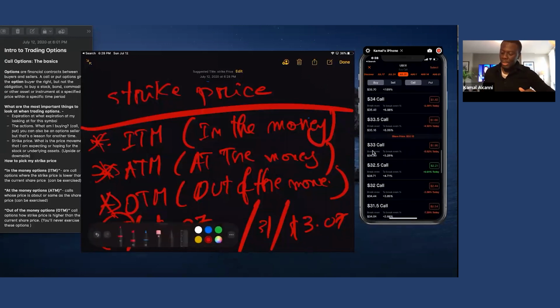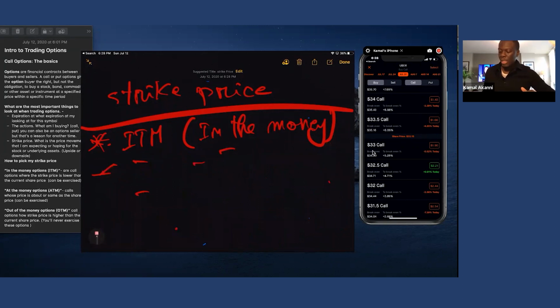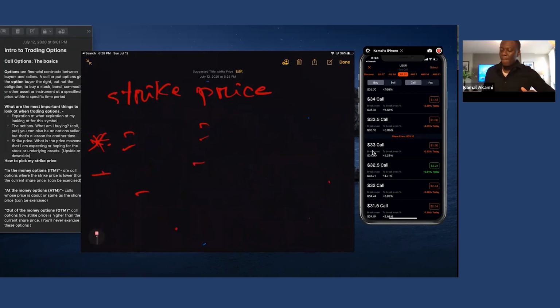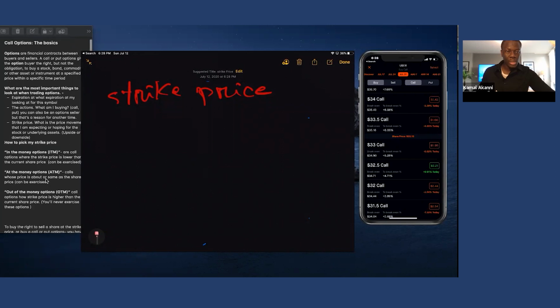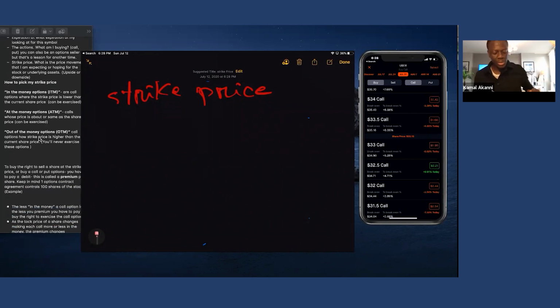Let's clear this out. I hope you understand the difference between in the money, out of the money, and at the money strike prices when picking your options. Now, we're going to dive a little bit deeper here. We talked about the strike price, so now let's pick our strike price. So this second time, I'm picking my strike price here.